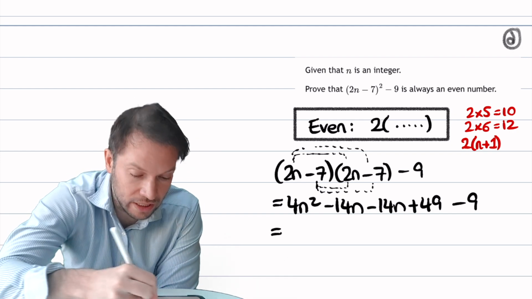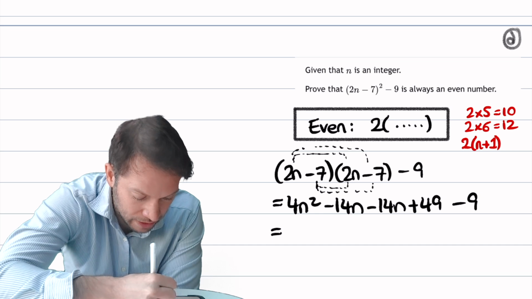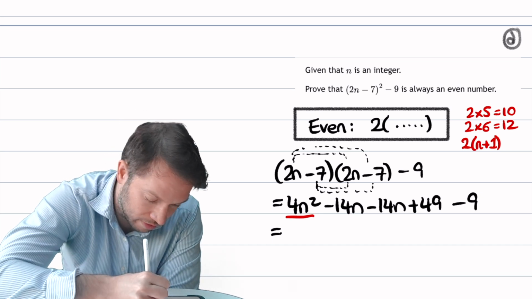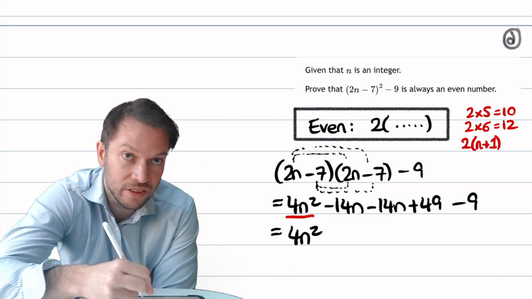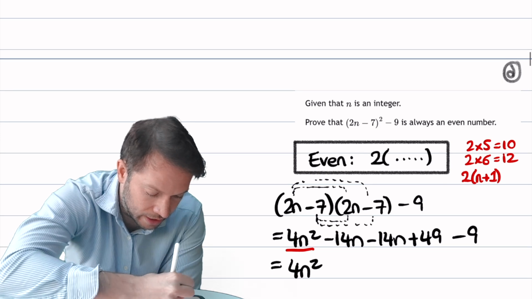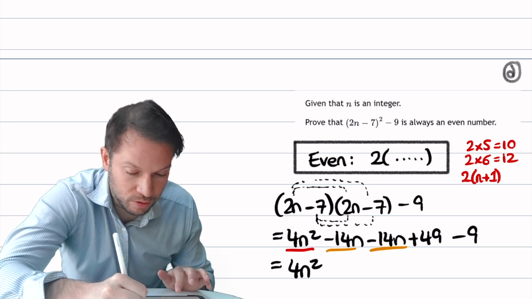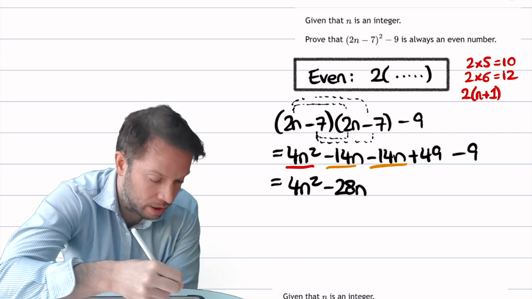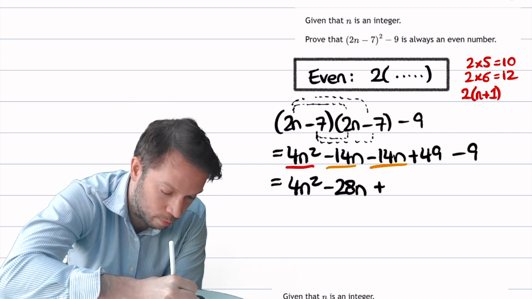Now let's just collect like terms. How many n squared terms do we have? Well, this is the only n squared term. So we're just going to put 4n squared. How many n terms do we have without the squared? Well, I can see I've got the minus 14n minus 14n. That's minus 28 lots of n. And then we've got the 49 minus 9 on the end, which is plus 40.